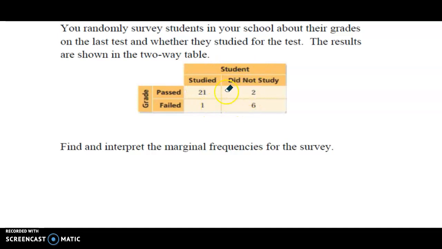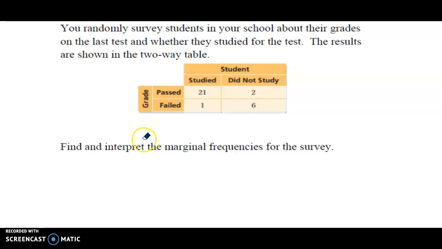These numbers in the table, these are the joint frequencies. It's telling us that 21 students both studied and passed, 2 students did not study and passed, 1 student studied and failed, and 6 students did not study and failed.